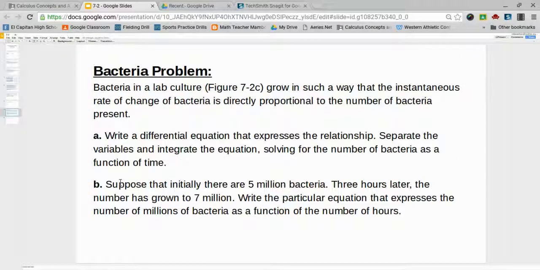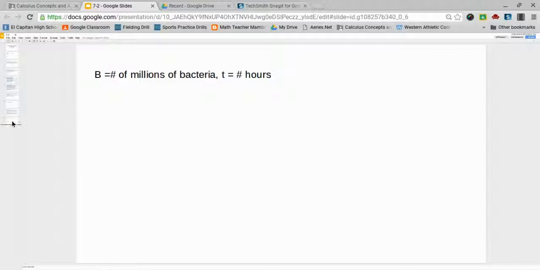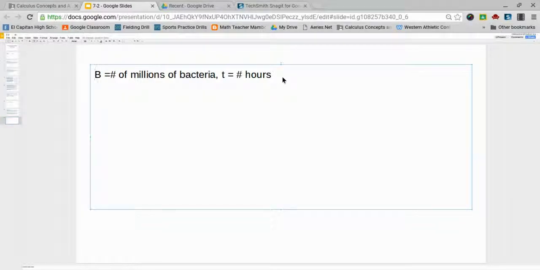Okay, so that all came from part B. If you see again right here, the first sentence has 5 million bacteria, and then the second part tells me 3 hours later. So that's how I knew what my variables were going to be. Okay, so then going back to part A, I'm going to go ahead and say A.